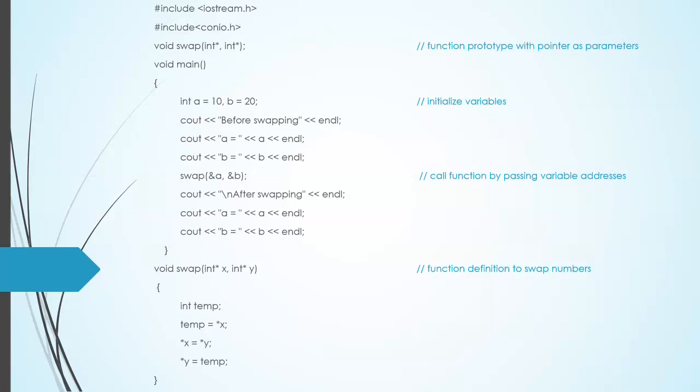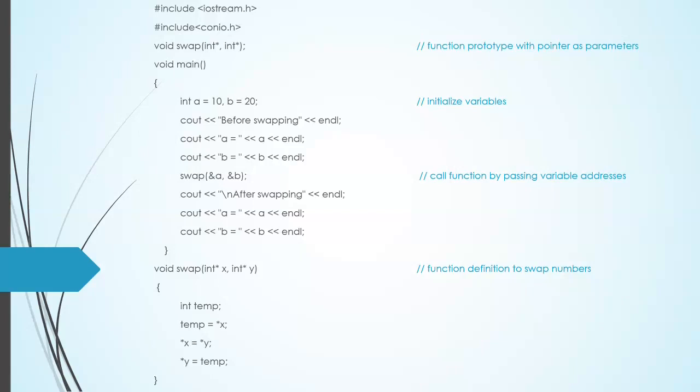Now control is transferred to the function definition. Here we are using pointer variables as formal arguments, such as X and Y, which are my pointer variables. X contains the address of A and Y contains the address of B. Now again a temporary variable is declared. Next, the value at X will be transferred to the temp variable.